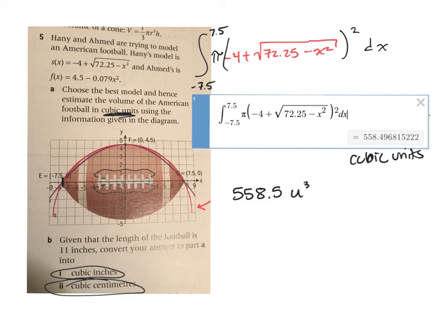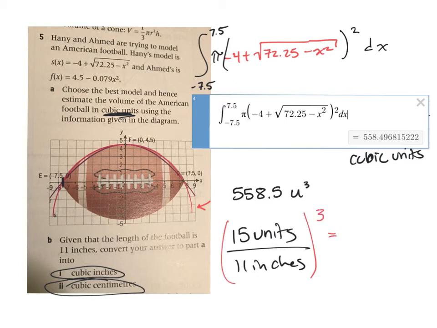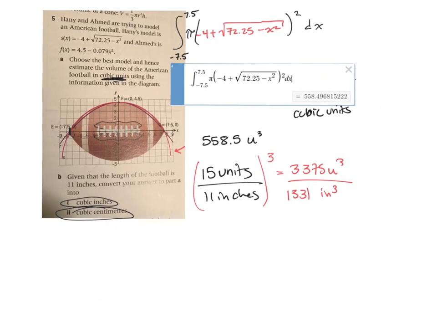We've got a ratio of 15 units to 11 inches, because -7.5 up to 7.5, and we're saying inches. So if we cube that whole thing, we're going to get 3,375 units cubed per 1,331 inches cubed. And we want to convert this, so we're going to say 558.5 units cubed per x inches cubed.